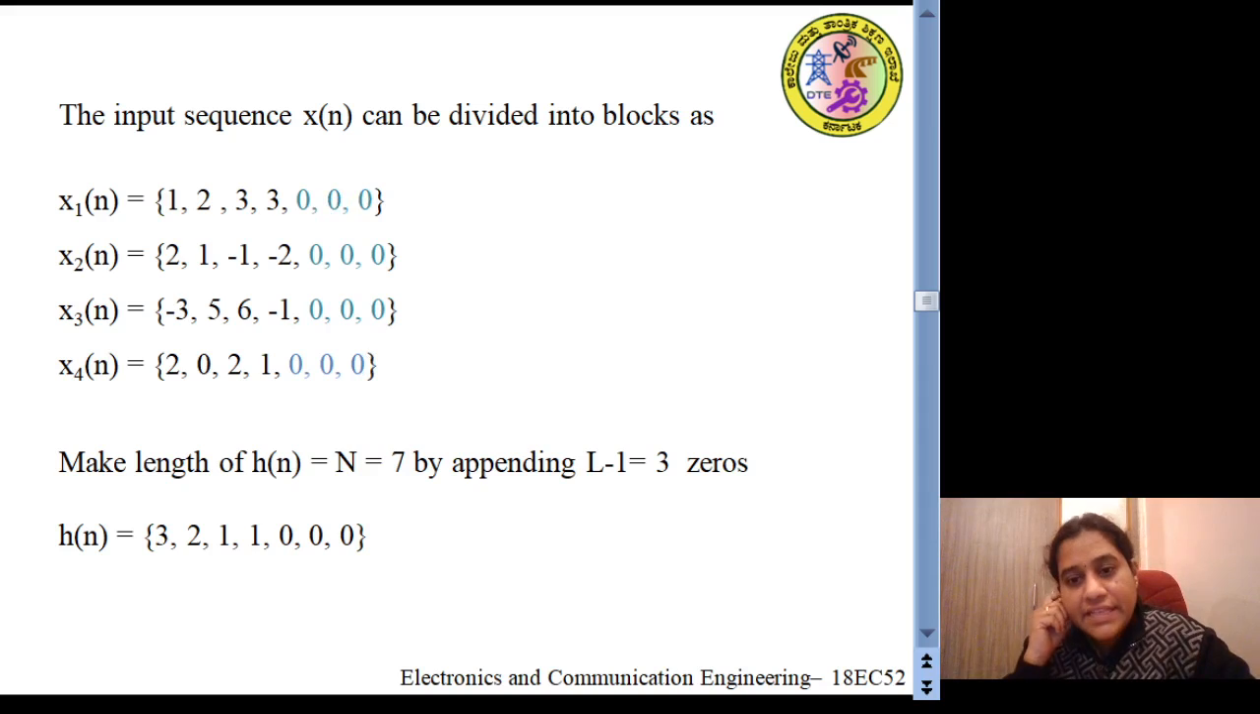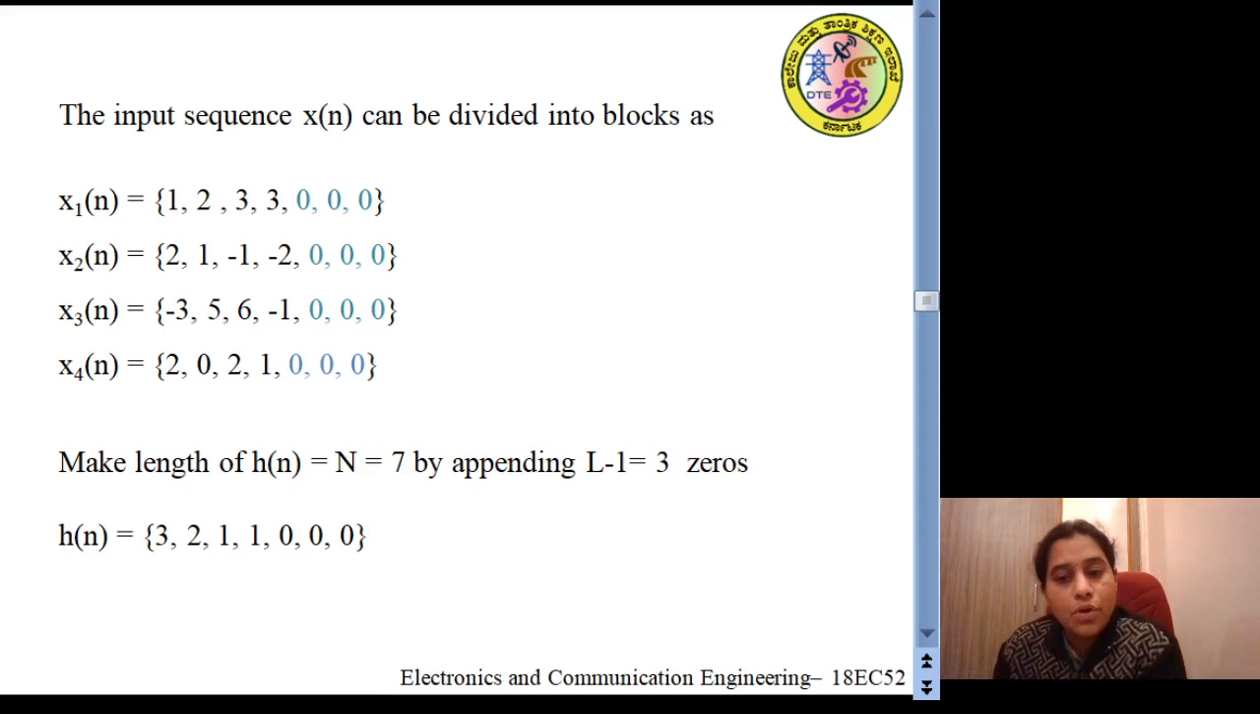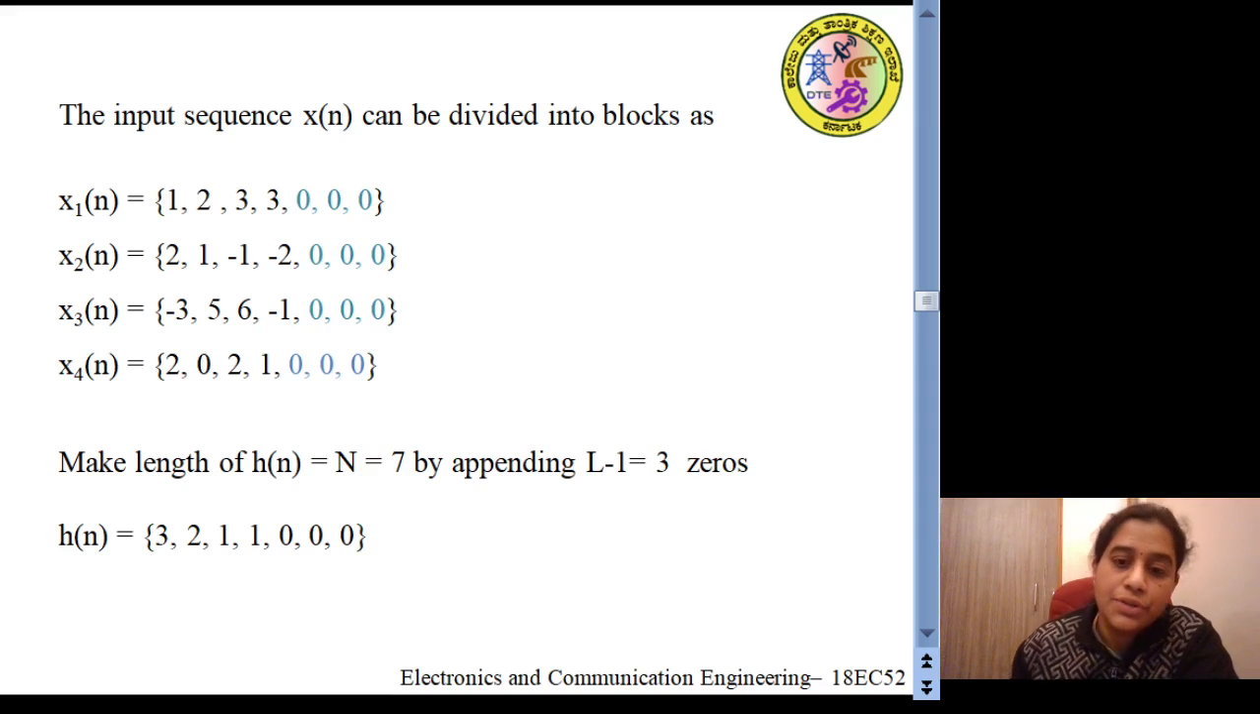So the next step is, we have to make the length of the impulse response of the given FIR filter equal to N, which is equal to L plus M minus 1. The number of samples in the given h of n, 3, 2, 1, 1, is 4. We need to make the length of that h of n as 7. So we need to append 3 zeros to this given h of n, such that our h of n has totally 7 samples in it. So what is the next step?